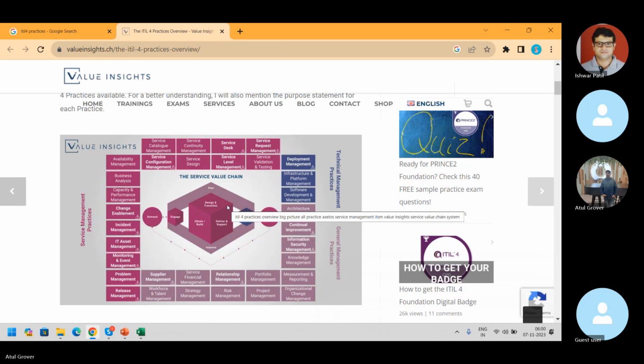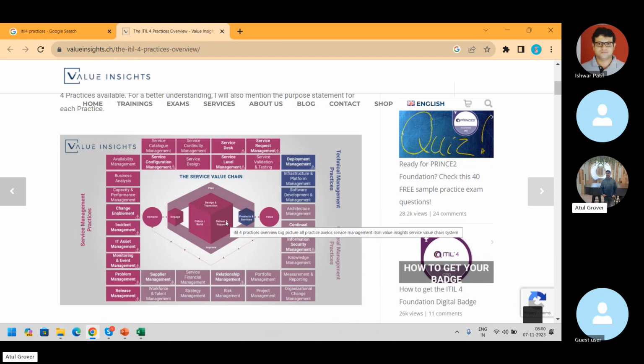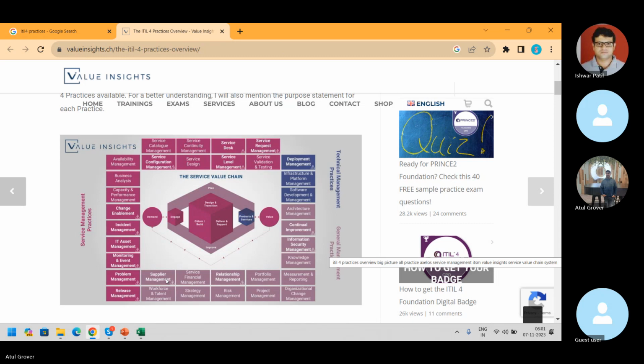So this is my SVC which we discussed. To support the SVC, we have three types of practices. Number one is general management, from here to here. General means if you do any kind of service for your customer, these things are required, either you do business, function, or event, any kind of work. Like you need architecture management, first and important.